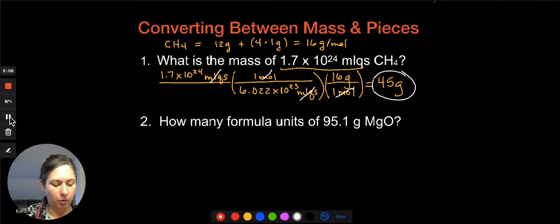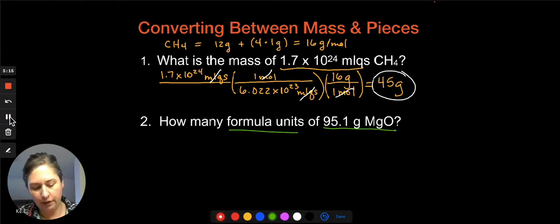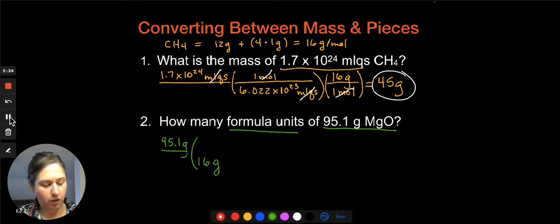In the second one, we're going to start with grams, and we want to know formula units, which is pieces. So we're just going to work the opposite direction. So we're going to start with 95.1 grams. Okay, we already know that we had 16 grams. Oops, sorry. That is for MgO. So Mg is 24, O is 16, so this should be 40 grams per mole. So 40 grams per 1 mole.